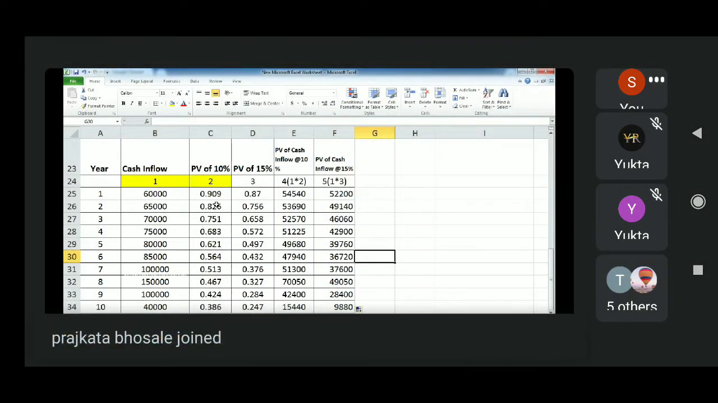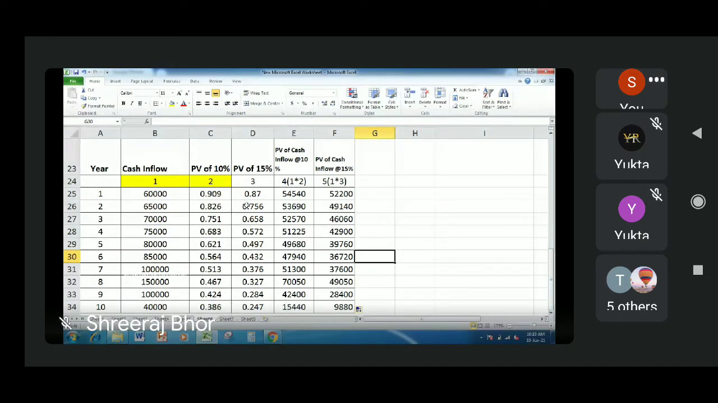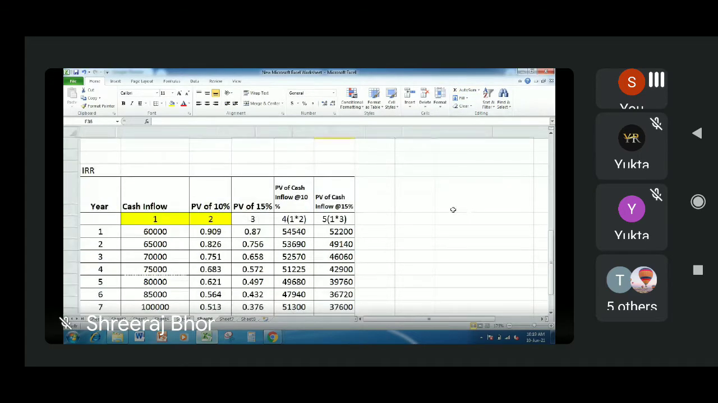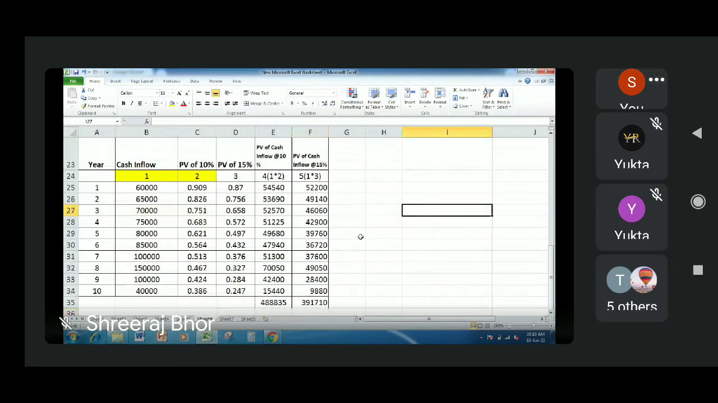Now after completion of this table, we are going to take the total of these two columns, column number 4 and column number 5. So the total is 4,88,835 for the 10%, and for 15% the total is 3,91,710. So this is the total of this PV factor.